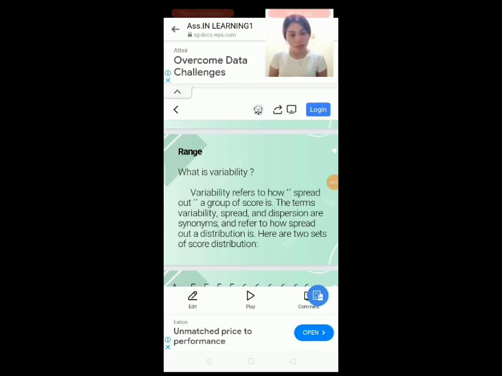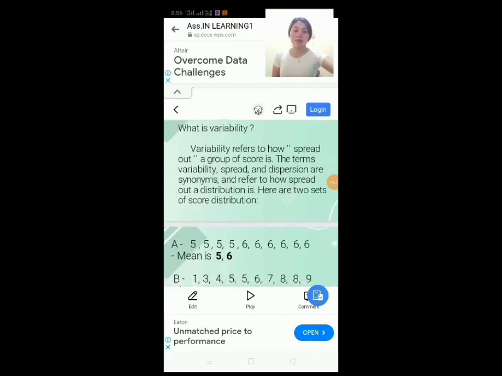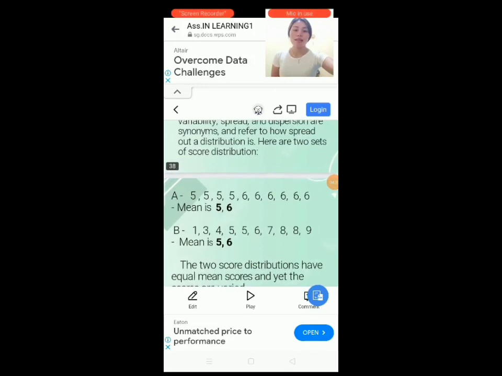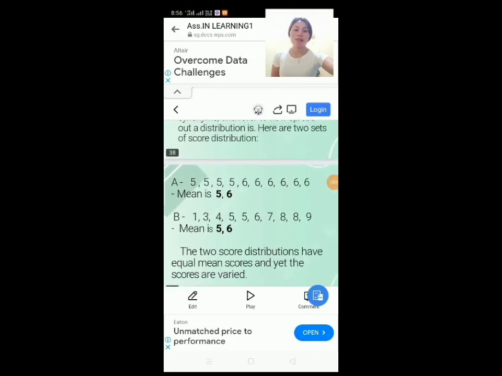What is variability? Variability refers to how spread out a group of scores is. The terms variability, spread, and dispersion are synonyms and refer to how spread out a distribution is. Here are two sets of score distributions. The first is set A: 5, 5, 5, 5, 5, 5, 4, 4, 5, 6, 6.